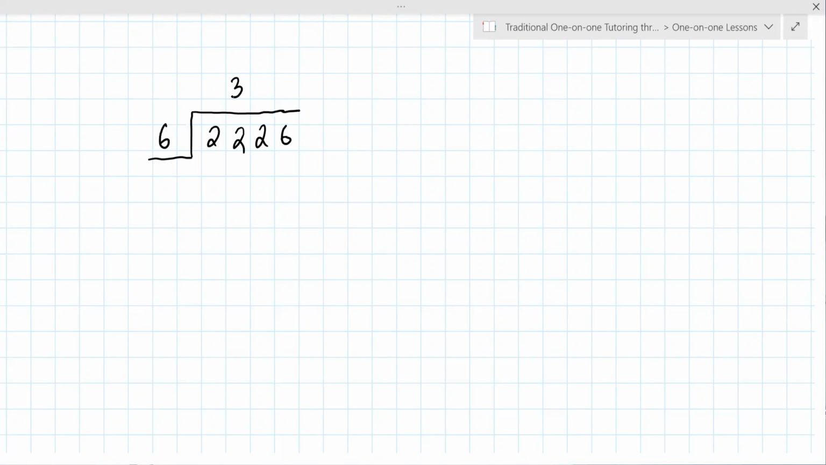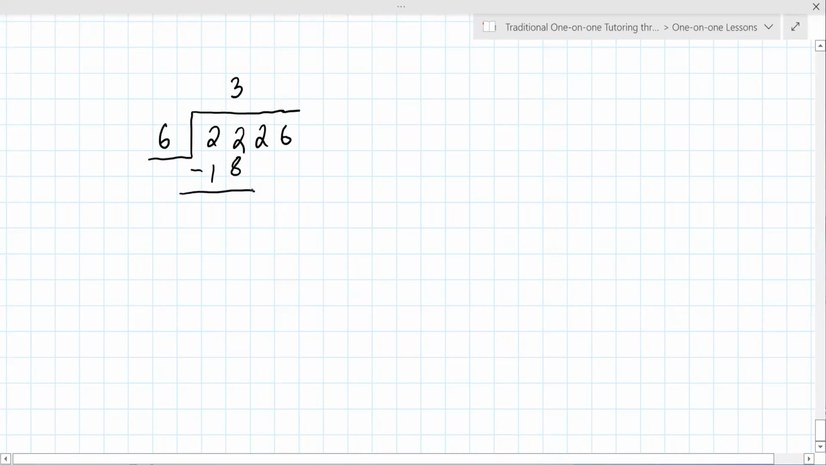I didn't get the whole answer because I did all the steps and I only have 2 numbers. Okay, what is 3 times 6? 18. Did you subtract 22 minus 18? Yes. What is that? 4. Okay, good. 4, and then you bring down the 2.